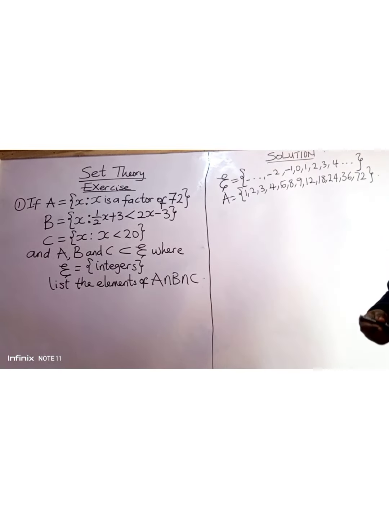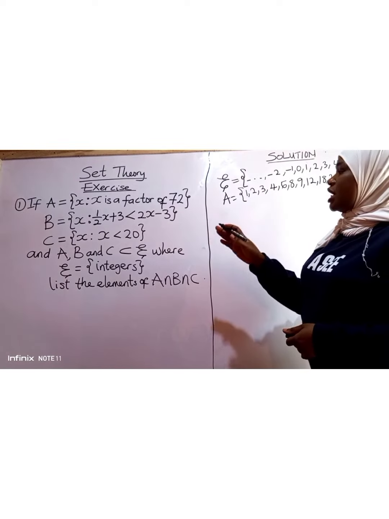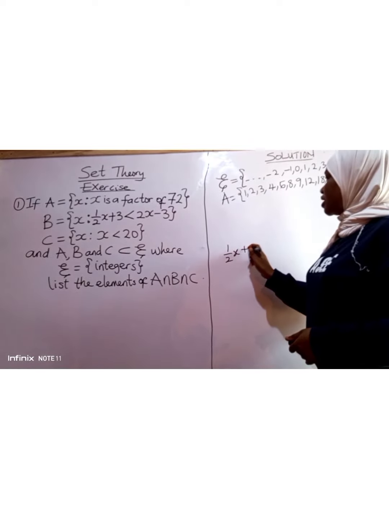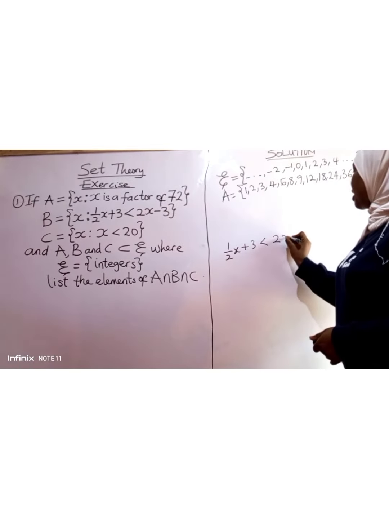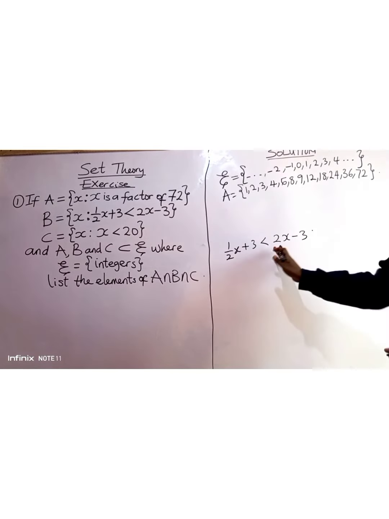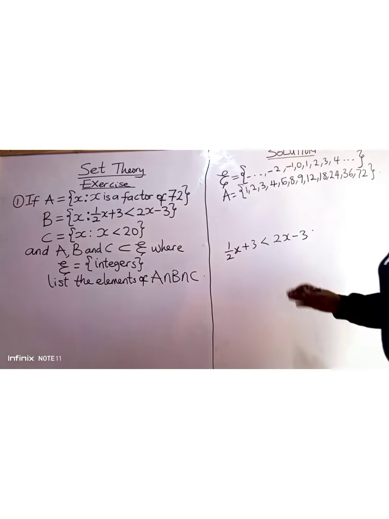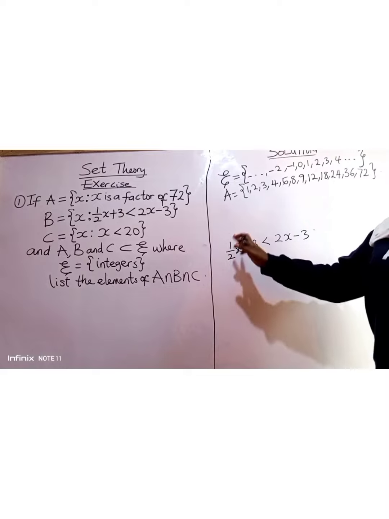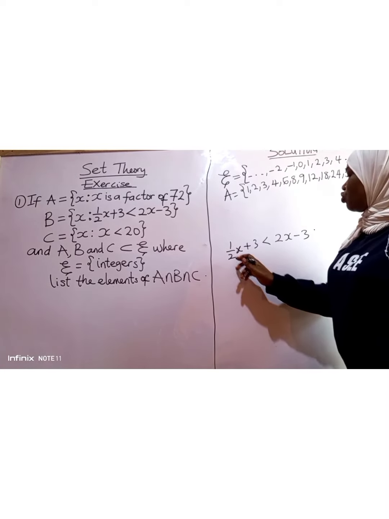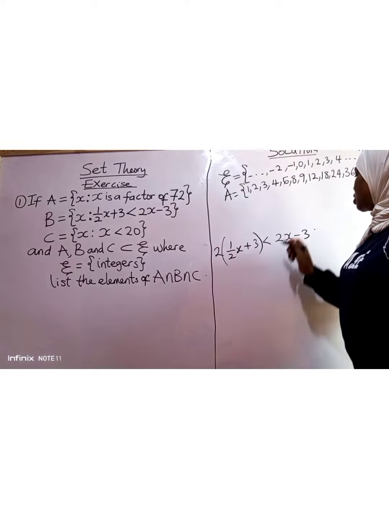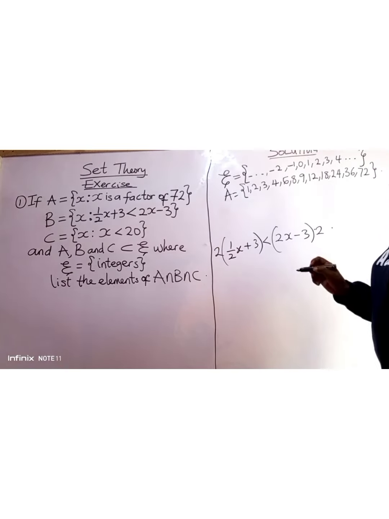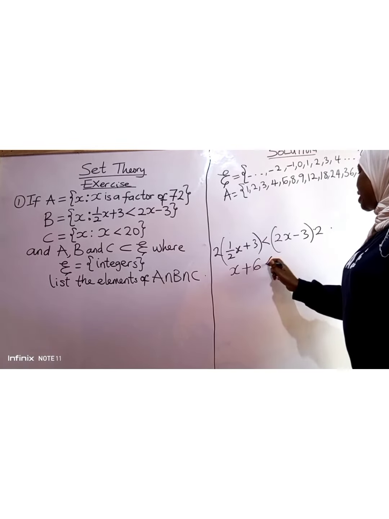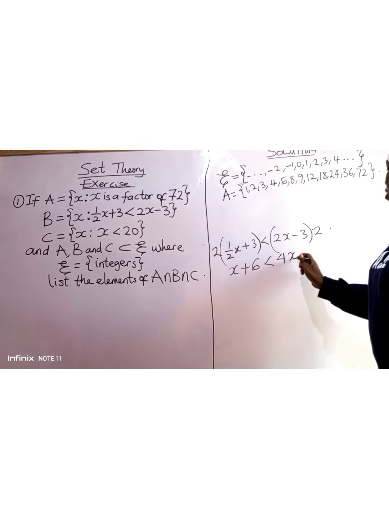Now let's simplify for B. B is x such that 1/2 of (x + 3) is less than 2x - 3. Now let's simplify this inequality. The first thing that we have to do is multiply through by what? By 2, to eliminate the fraction here. If you multiply everything here by 2, and everything here by 2, we have x + 6 is less than 4x - 6.